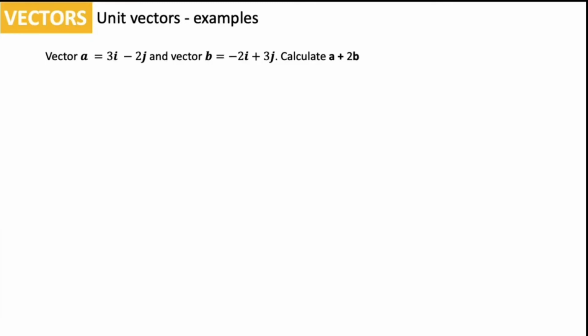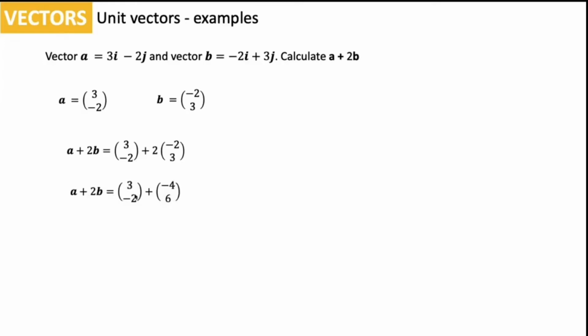Here we've been told that the vector A is 3i minus 2j and the vector B is negative 2i plus 3j. We've been asked to find A plus 2B. So here they are written as column vectors. Starting with A, I want to add on 2 sets of B. So the vector for A plus 2 multiplied by the vector for B. Multiply the 2 in. We'll just add together the horizontal components, and we can add together the vertical components. 3 minus 4, negative 2 plus 6. Our overall resultant vector is negative 1, 4.